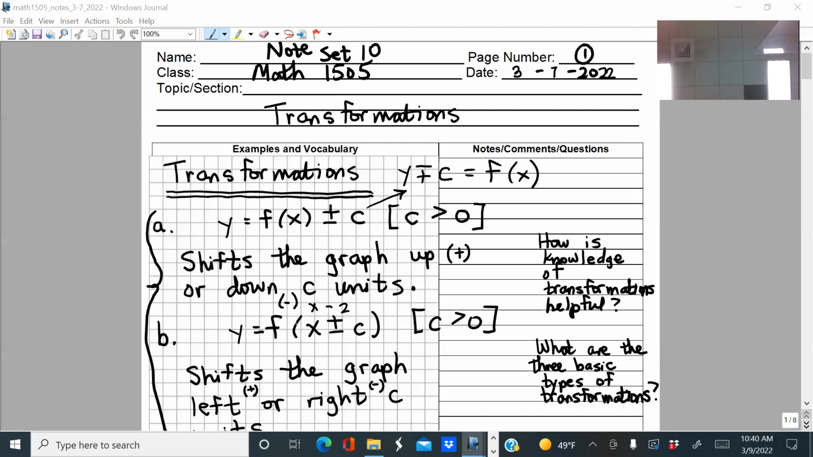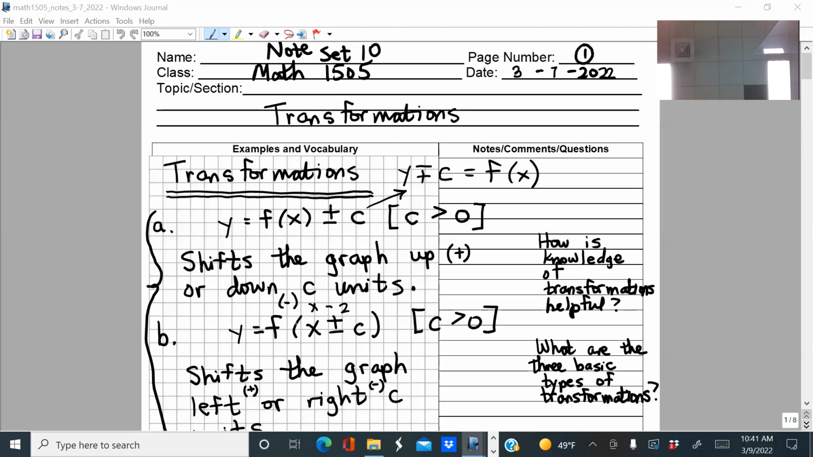If you change the formula for that function in certain prescribed ways, then you also know how the graph of the function is going to change as well. There are three basic categories of ways that we can alter the formula for a function, so that we can know very easily what the graph of that altered function is going to look like.